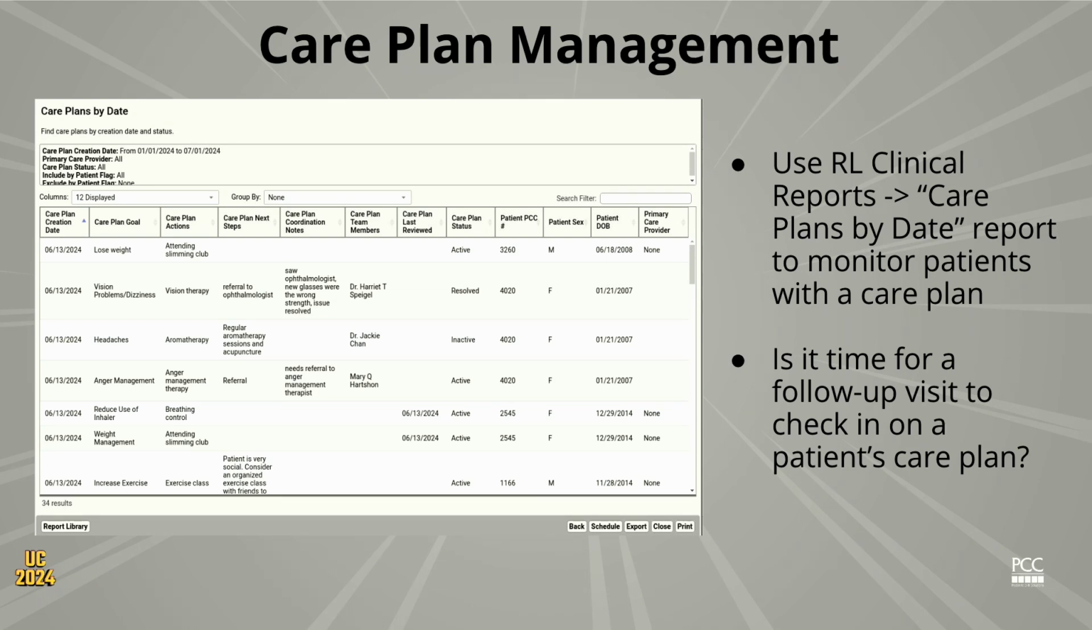All right. In the report library, there's a care plans by date report that you can run to monitor patients with a care plan. So if you're using care plans, this will give you a list of patients that have a care plan. And it'll give you the detail, you can see in these examples, of the next steps for those, and some other notes and other information. So this is just good for managing patients that have care plans. If you want to figure out, do I need to follow up with any of these kids that have a care plan? This report can be useful for that.